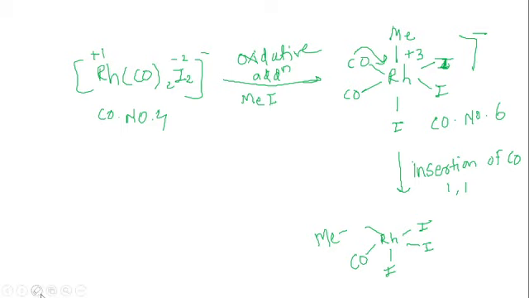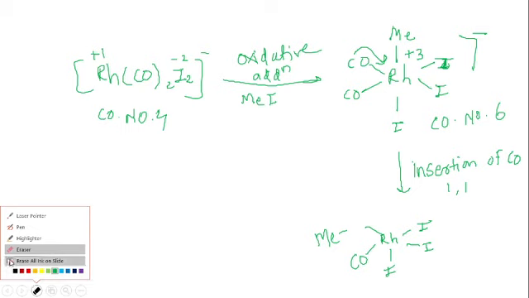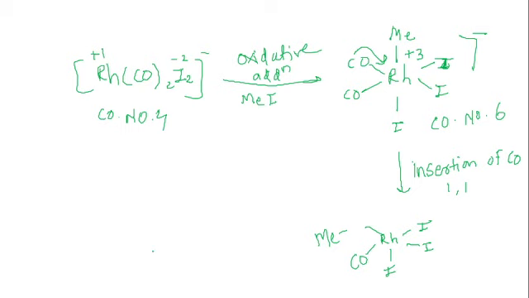This is called what? One type of insertion. In this case, this is the carbonyl. After that, what happened? After the insertion, there is a formation of what? Vacancy. And this vacancy is filled by the addition of another carbonyl. And then here we get the product, that is what?